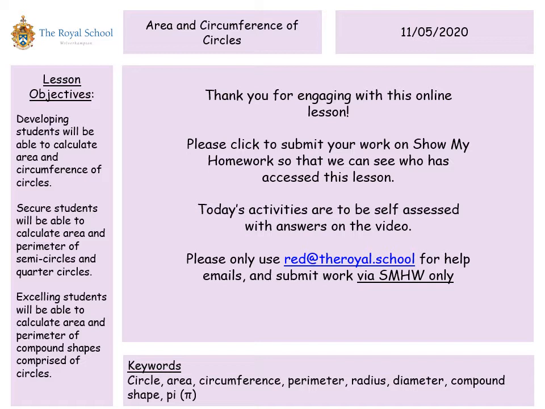So lesson objectives today are going to be to calculate area and circumference of circles. Secure students will be looking at area and perimeter of semicircles and quarter circles, and then excelling students will be looking at compound shapes involving circles. Remember, compound shapes from last lesson: shapes which are made up of several more basic ones.